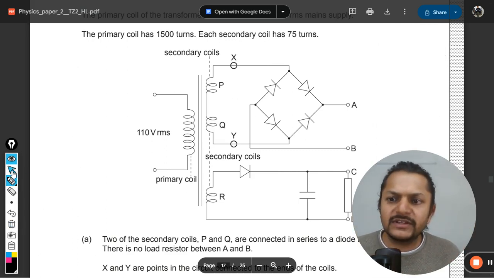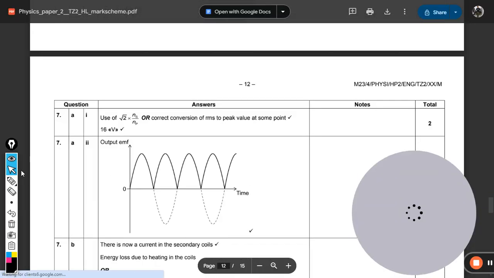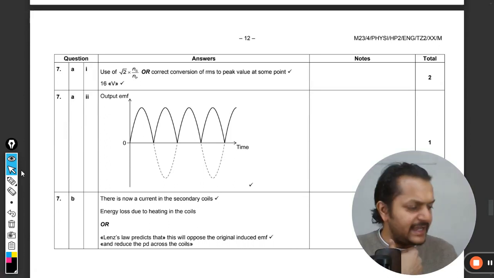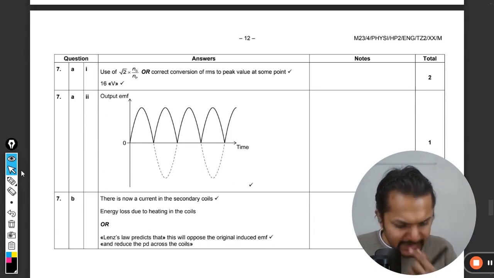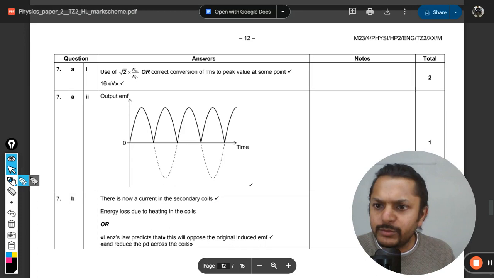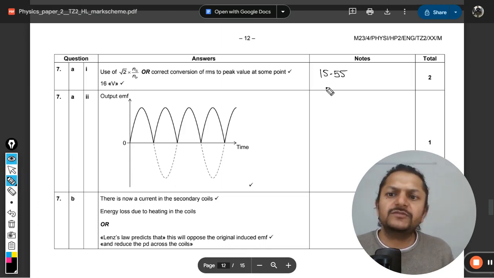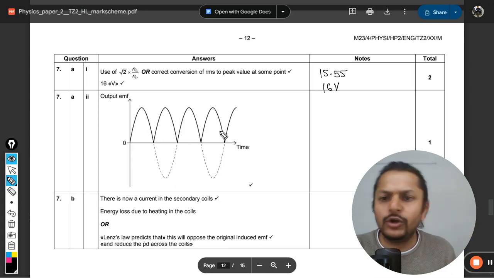Let us see what is given in the mark scheme. They are saying 16, and yes, 11 root 2, I'm getting 15.5 to be exact. But again, we just want to have two significant figures, so we will report it as 16 volt. That's it. So this is done.